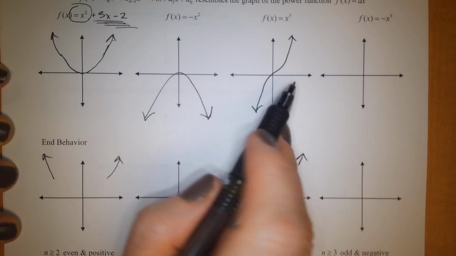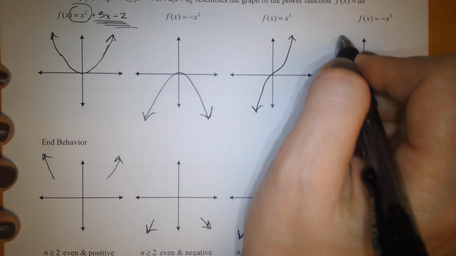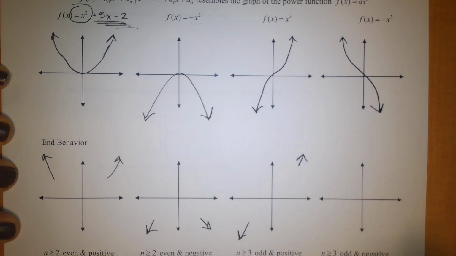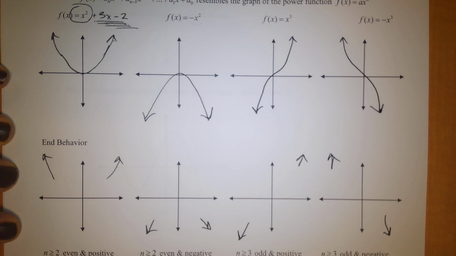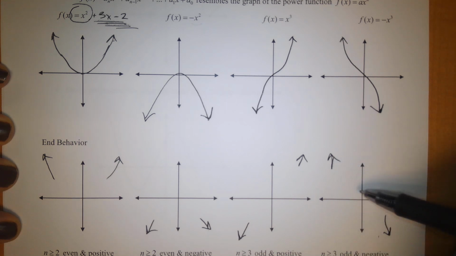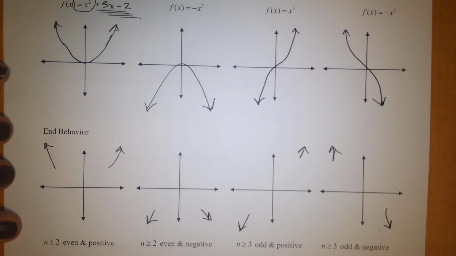For negative x to the third, we're going to take this and we're going to flip it over the x-axis. So that means my original graph that looks like this will have an up-down pattern. So my end behavior will always look like up, down, regardless what's happening in between. And this will be the case for all even and odd cases.